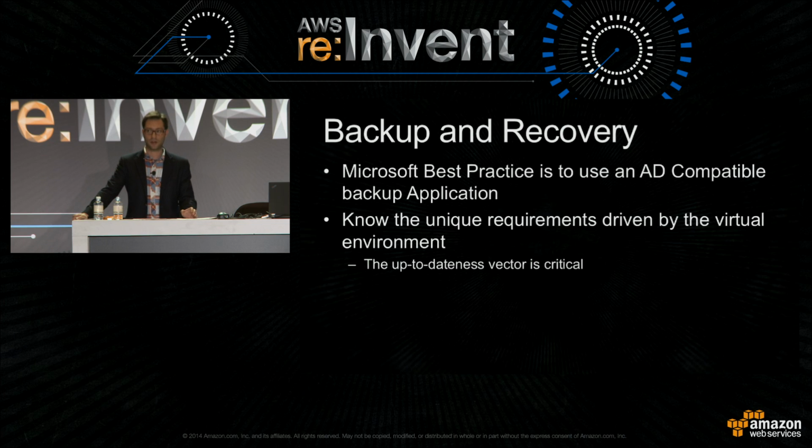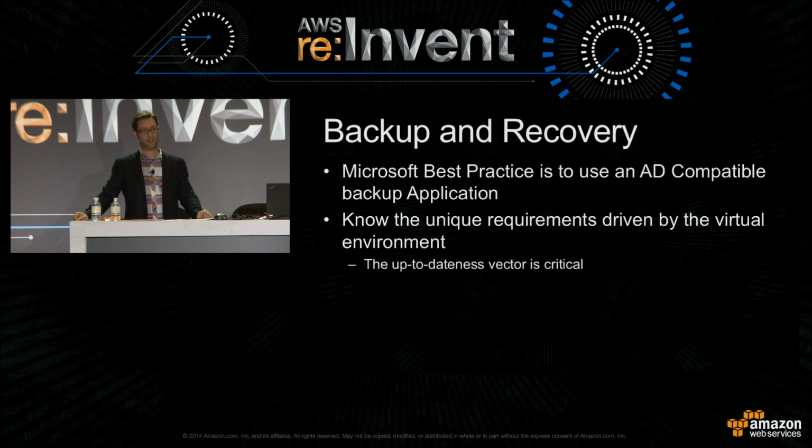If you take a snapshot of a directory, of a database, and you apply it to your infrastructure, the up-to-dateness vector will become out of sync. So a domain controller that has not been recovered from snapshot will think that some date is the most recent date, and another domain controller will think opposite. It's called a USN conflict, and it can cause dramatically bad things to happen to your domain.